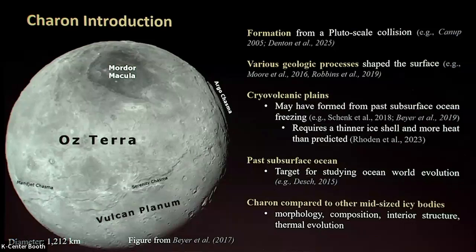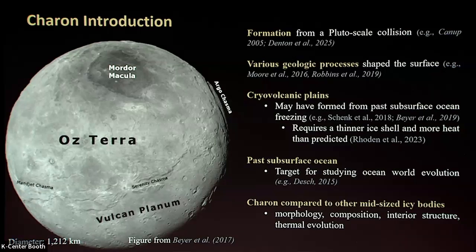So, as a reminder from this morning, we now know a great deal about Charon. We expect it formed from a Pluto-scale collision. We see various geologic processes that have shaped the surface, including potentially cryovolcanic plains, which have been associated with refreezing of a past subsurface ocean, which we'll talk about more in later slides. The fact that Charon may have been an ocean world makes it a really interesting target to be thinking about.